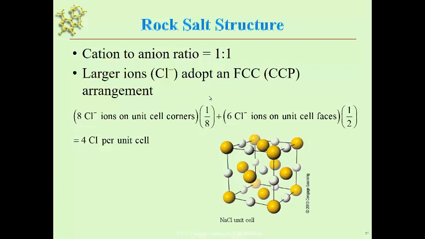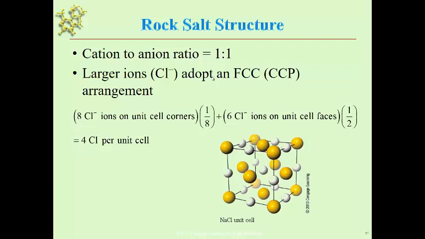If we're looking at the stoichiometry, we need to know what's actually contained inside the unit cell. The portions we're adding up, we have 8 chloride ions in the corners that count as an eighth. And then we have 6 chloride ions on the faces, and they count as 1/2. And so therefore, we have 4 chloride ions per unit cell. That's one that you would memorize anyway, because that's the face-centered cubic unit cell.